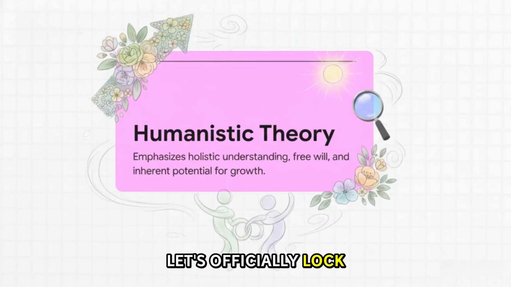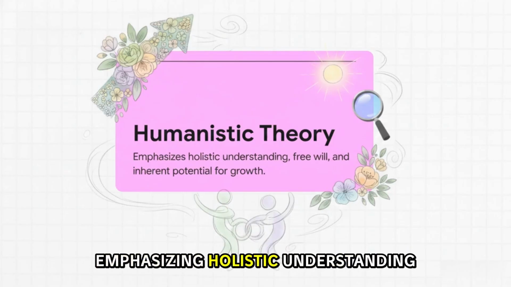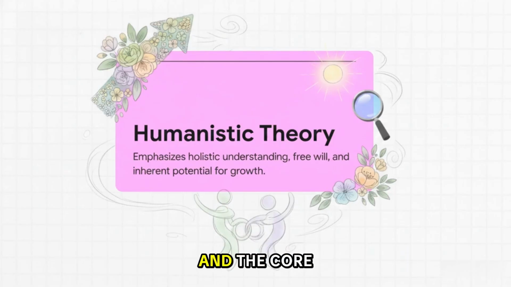Let's officially lock in our working definition here. Humanistic theory is a psychological perspective emphasizing holistic understanding, free will, and the core belief that people are naturally good and capable of self-improvement. Just notice the radical optimism in that statement. It assumes your baseline isn't broken or robotic. No, your baseline is actually good, and your natural, inherent trajectory is upward growth.